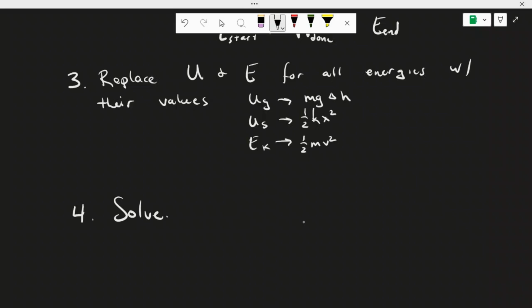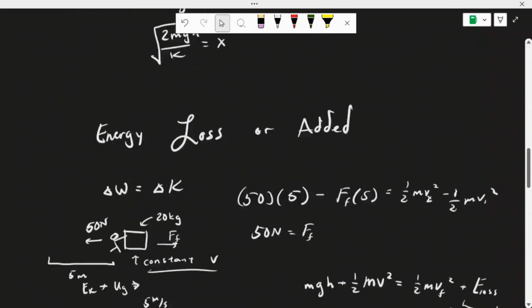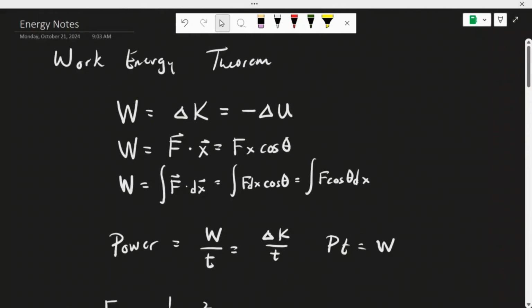We covered, just to summarize real quick, some sample problems. We went over the work energy theorem, where the work is equal to the change in kinetic energy, or the negative of the potential energy. The work is equal to force dot x, or the integral of F dot dx if you're in a calculus-based class. So that would be Fx cosine of theta.